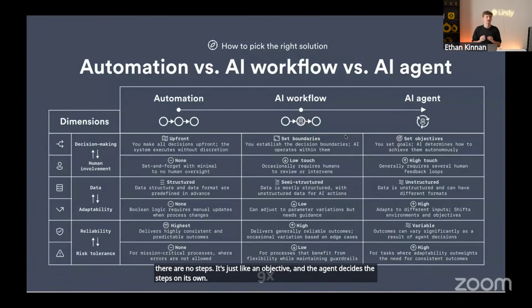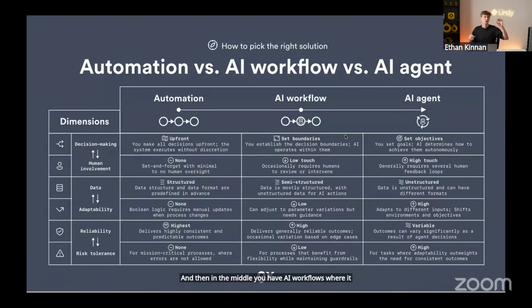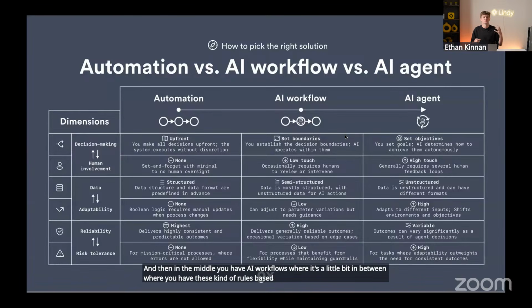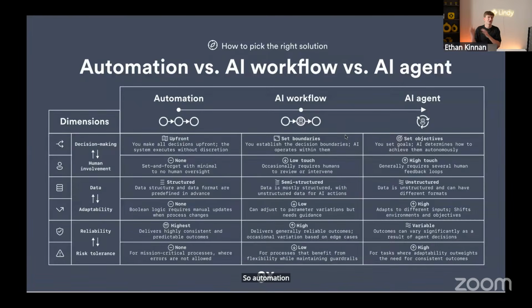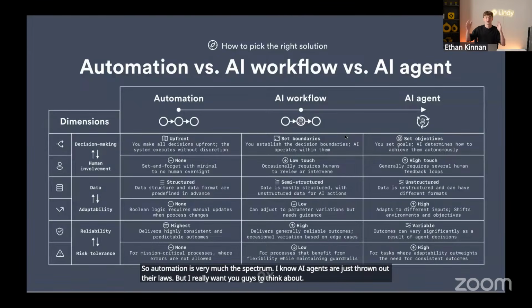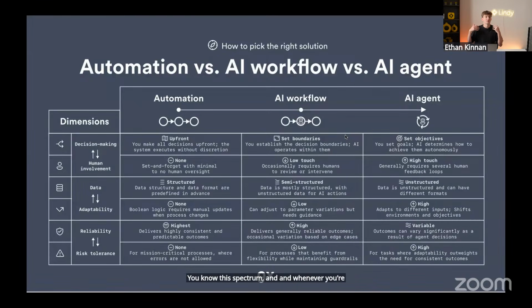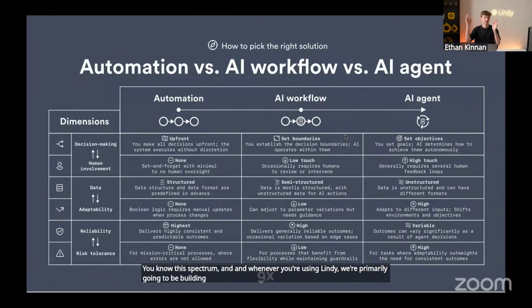And then in the middle, you have AI workflows, where it's a little bit in between. You have these rules-based steps and processes, but the AI is actually choosing the path in certain situations where you allow it to. So automation is very much a spectrum. I know AI agents are just thrown out there a lot, but I really want you guys to think about this spectrum. Whenever you're using Lindy, we're primarily going to be building everything from the AI workflow to the AI agent side of the spectrum.